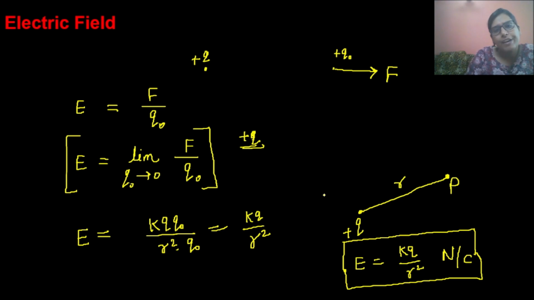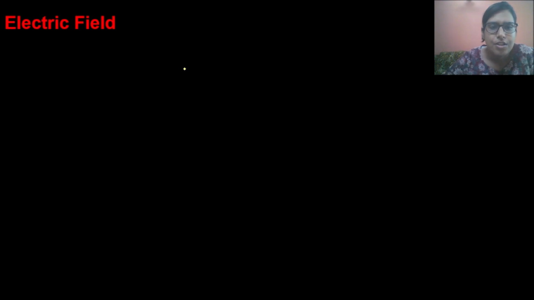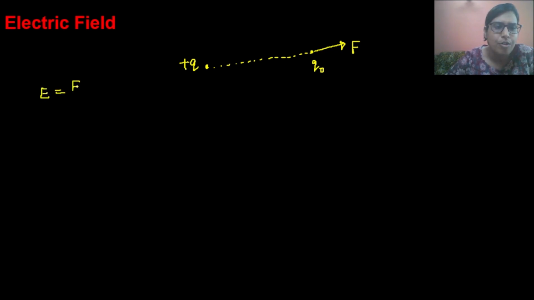Now electric field is a vector quantity. So what will be the direction of electric field? So if this is the plus Q charge, right, and we bring some another charge, some test charge Q naught, and suppose this is also a positive charge, then the force on this charge will be in this direction, right? And we have seen E equals to F upon Q naught, right? Now force is in this direction and this charge is positive, then E will be also in this direction.